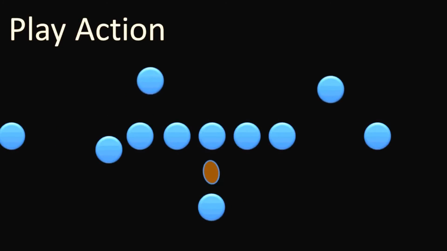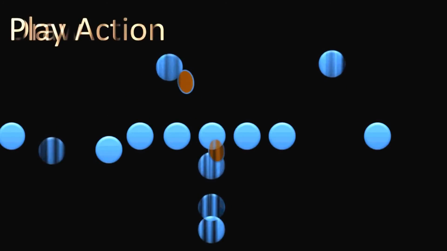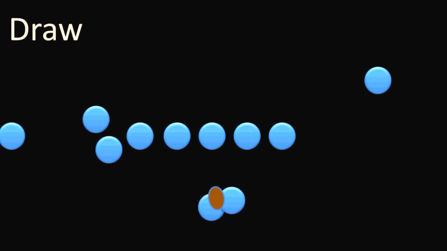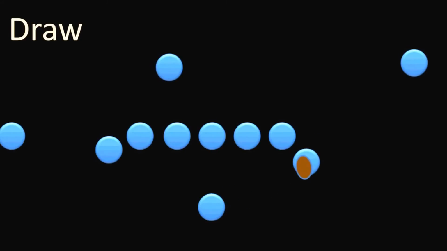A draw play is the opposite. The quarterback will drop back and act as if he is going to pass the ball, and then he will instead hand it off to his running back for a running play. So play action equals a fake handoff, and then he will pass the ball. A draw play is a fake pass, and then the offense will run.